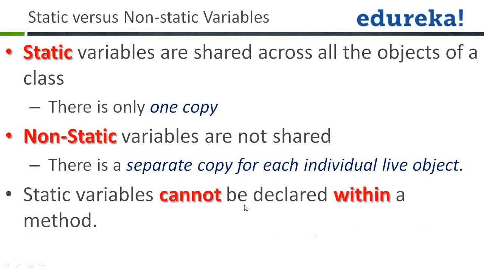Now we come to the final topic of today's class, that is static versus non-static variables. Static variables are shared all across the class. There is only one copy of this variable. If you declare a variable as static, that means that variable will have only one copy and that variable could be used all over the application. Even if you make a change in any place throughout the application, that change will be reflected in every place wherever this variable is used.